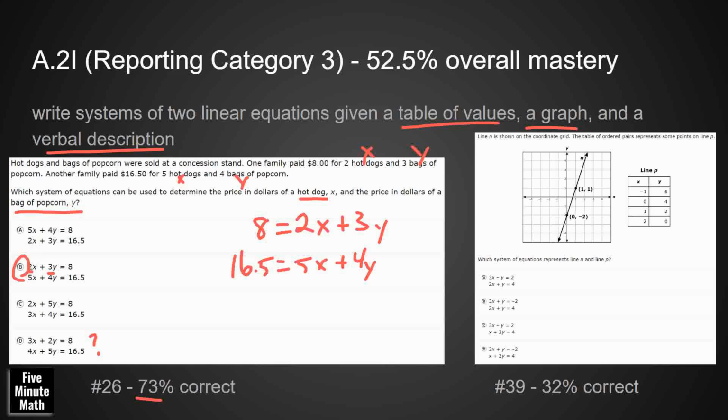So we have B as our answer. That was not difficult. Number 39 was difficult because we had both. One of them was in the table of values, one of them was in a graph, and we had to use slightly different thinking to find each one.